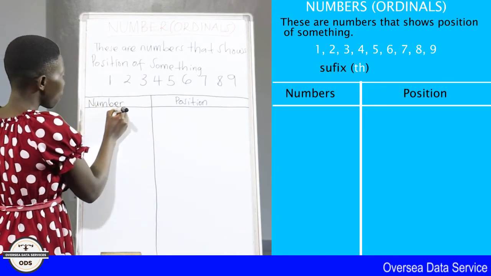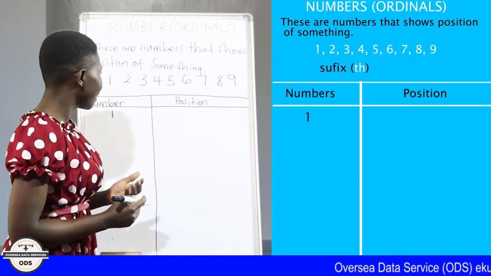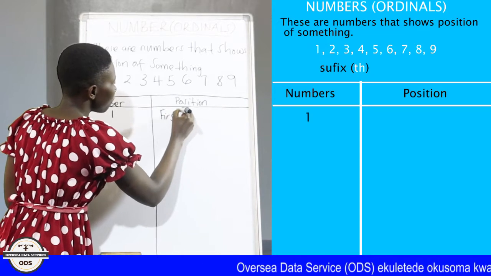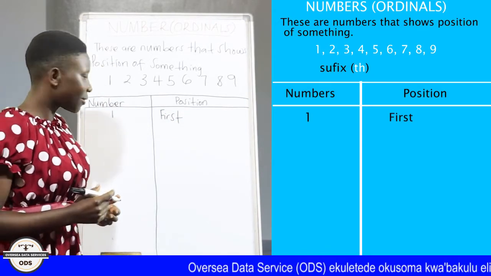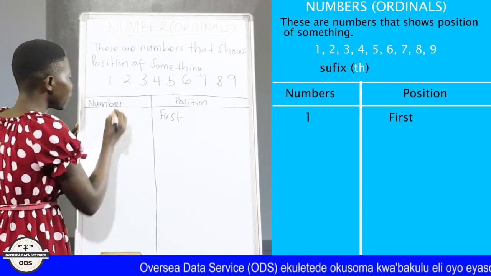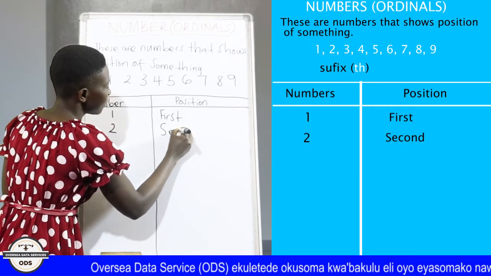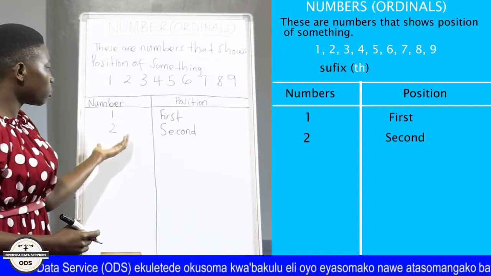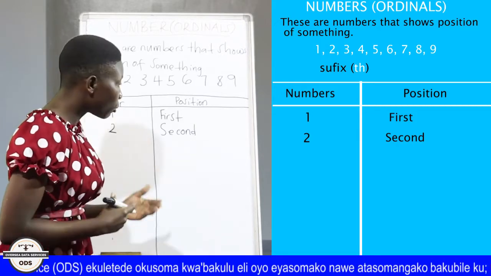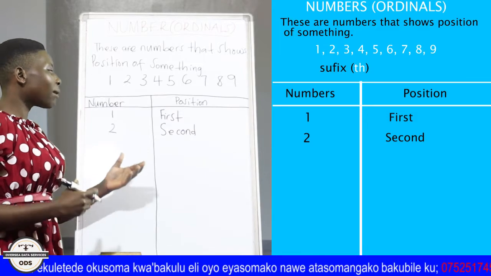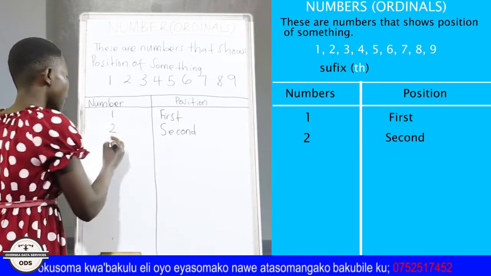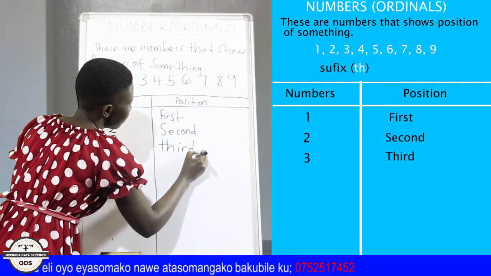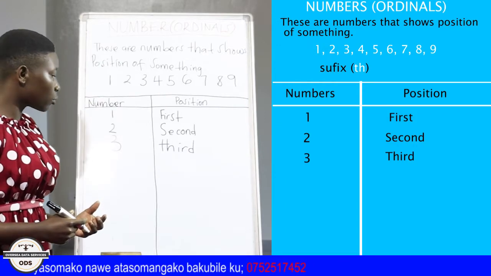Okay, we have number 1. How do you position number 1? We position this one as the first. Okay, first, like this. What about number 2? Second. That is its position. Number 2, you say second when you're positioning. When positioning something, don't say number 2, we say second. Let us see 3. How do we position 3? Third, like that. That's how we position number 3.